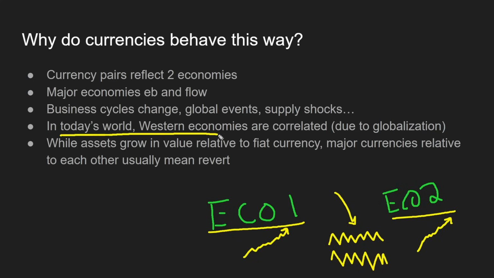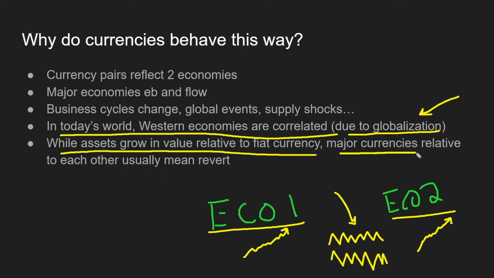So in today's world, Western economies are highly correlated, especially due to globalization, right? We're all trading with one another, even though at the time of recording this, people are all uncertain about how trade will develop from here. But the point is, globalization has made it so that many economies around the world are very highly integrated with one another. While assets grow in value relative to fiat currency, major currencies relative to each other usually tend to mean revert back and forth.